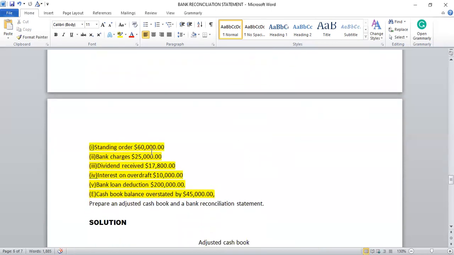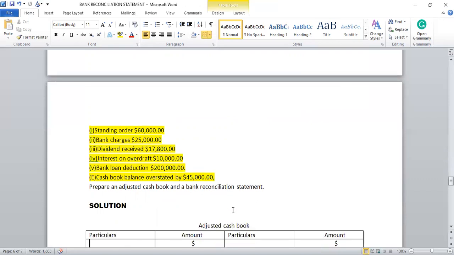Then the next one, the bank statement shows the following not found in the cash book. I, standing order, $60,000. II, bank charges, $25,000. III, dividend received, $17,800. IV, interest on overdraft, $10,000. V, bank loan deduction, $200,000. Then the next one, E, cash balance overstated by $45,000. Prepare adjusted cash book and a bank reconciliation statement.